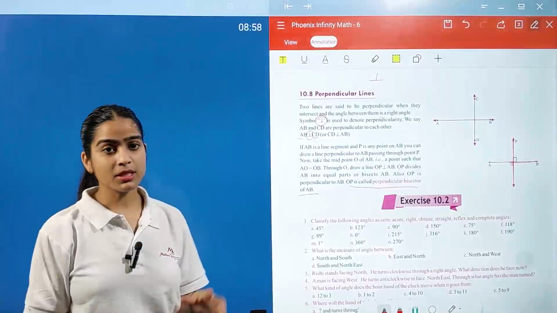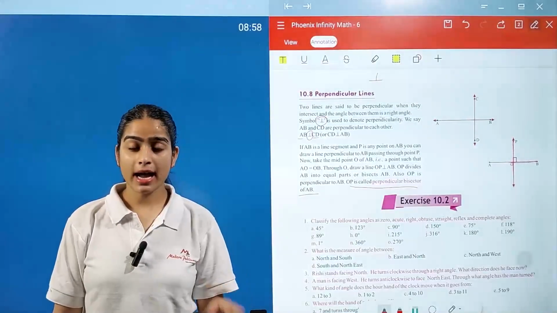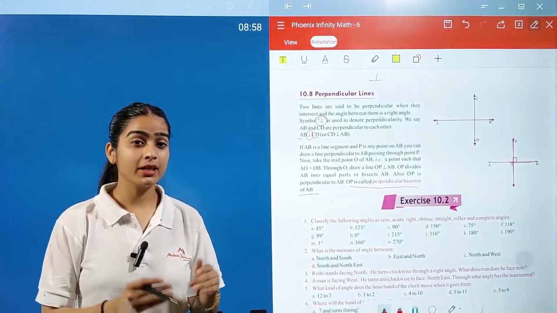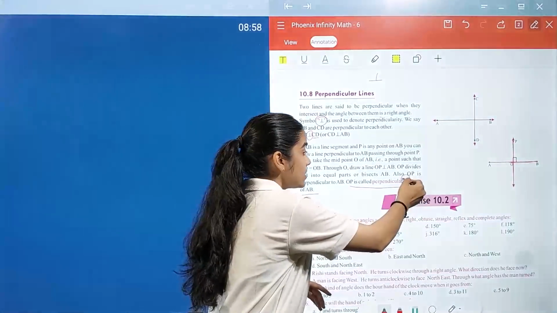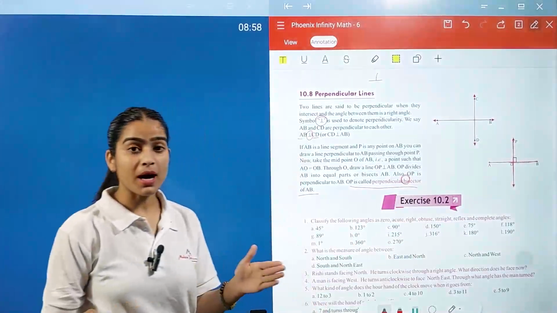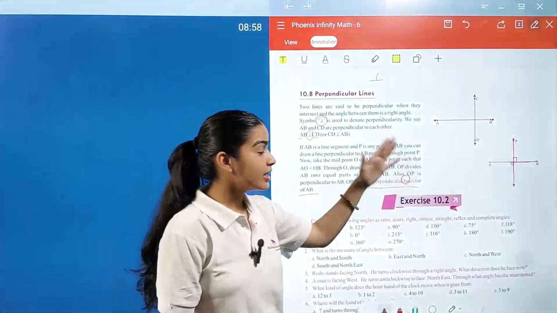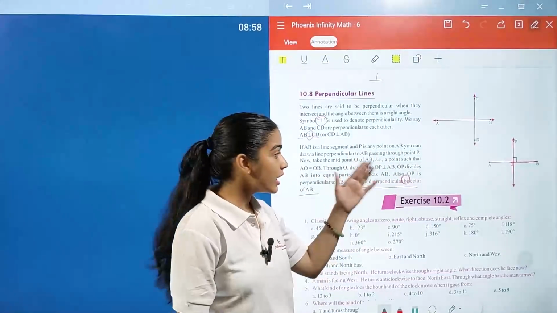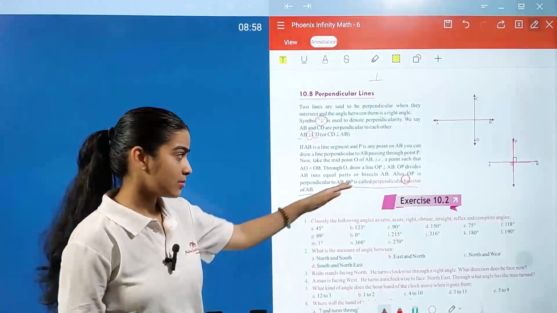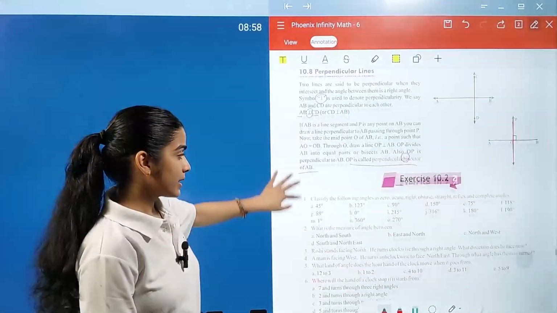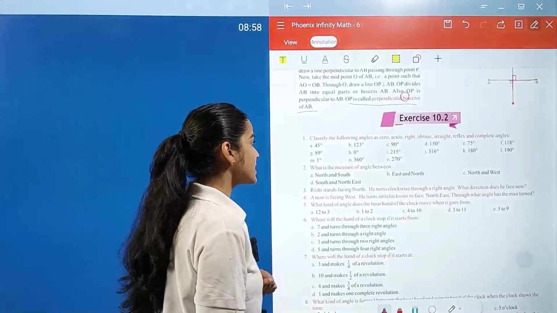Perpendicular bisector means it is forming a 90 degree angle and it is bisecting your line into two equal parts. Bi means two and sector means parts. So this line is divided into two equal parts with the help of OP, which is forming a 90 degree angle. This means perpendicular bisector. Now we have our exercise 10.2.